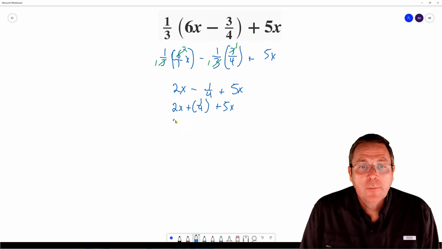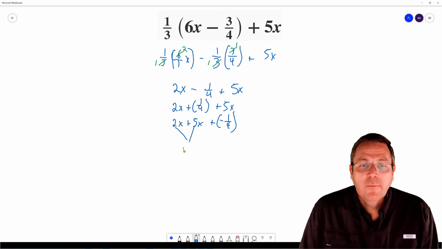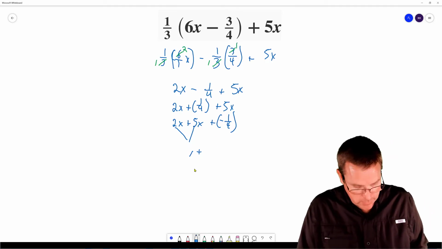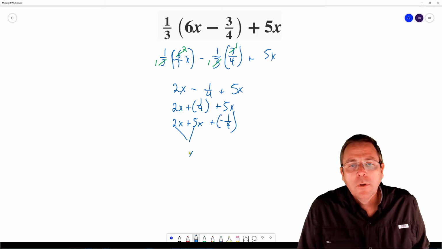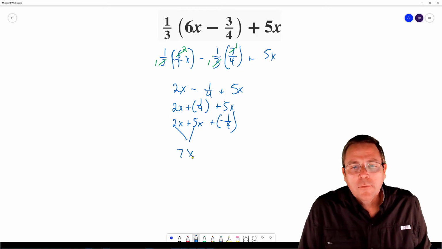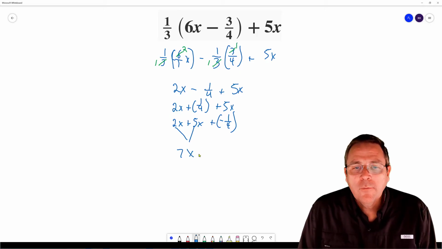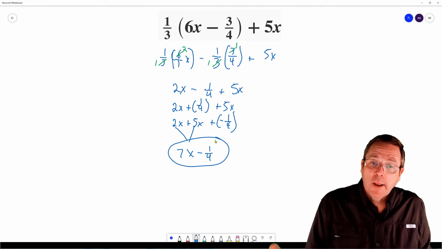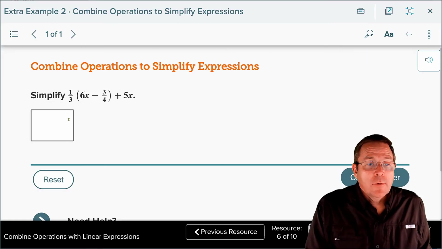Now we can flip them. 2x plus 5x plus a -1/4. 2x plus 5x now becomes 7x plus a negative. We're just going to go ahead right now at this point and say, whoa, that's weird. 7x. We're going to take this plus a negative and say that's equal to a minus. Minus what? Minus 1/4. And that is going to be our final answer. Nothing's going to factor out there.